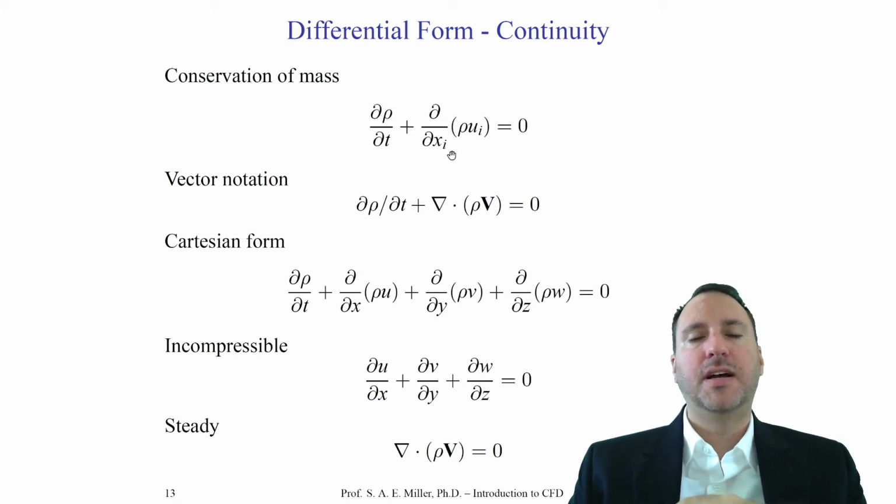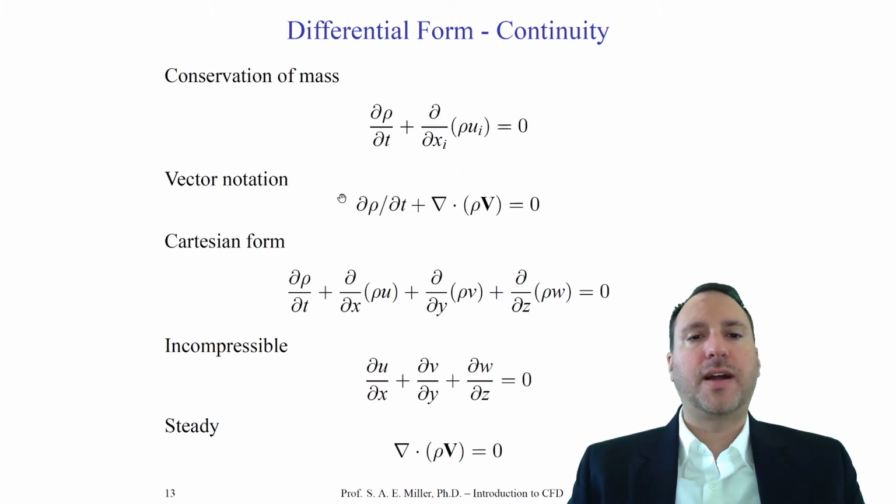In 3 dimensions, the full equation would read partial rho partial t plus partial rho u partial x plus partial rho v partial y plus partial rho w partial z equal to 0. You sum the second term from 1 to 3, but there's a repeated index. Please go back and review Einstein or index notation if you don't recall this.